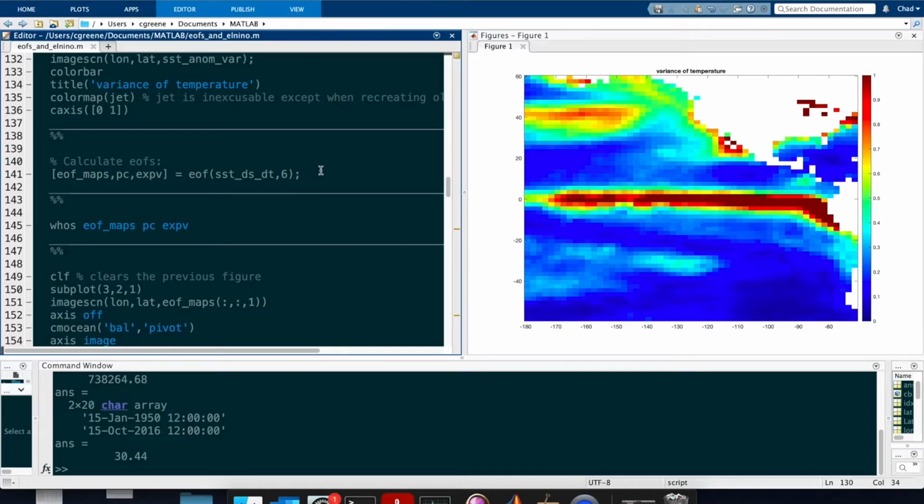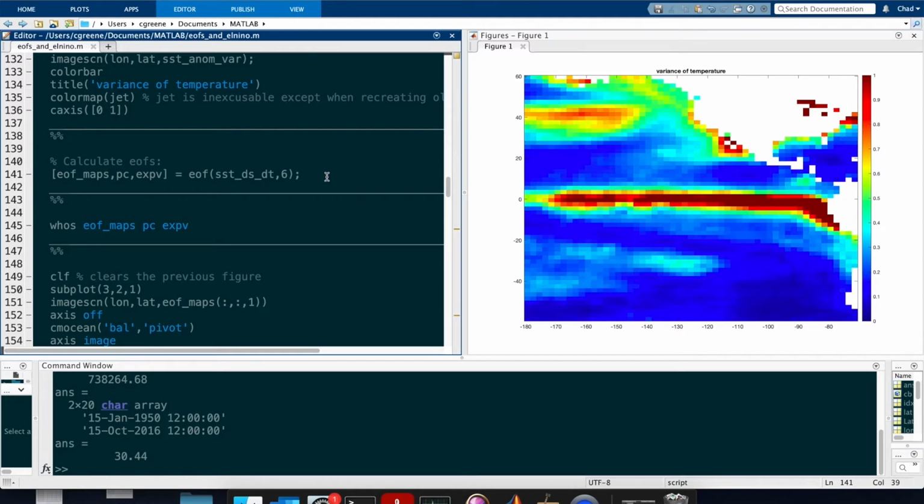Okay, so we're at this point where we can start looking at what are the different modes of variability in this deseasoned, detrended sea surface temperature data. And for that, we can use the EOF function. The EOF function takes in a data cube and then gives you maps of EOFs, gives you the principal component time series, and then the explained variance. And for this example, we'll just compute the first 6 modes of variability.